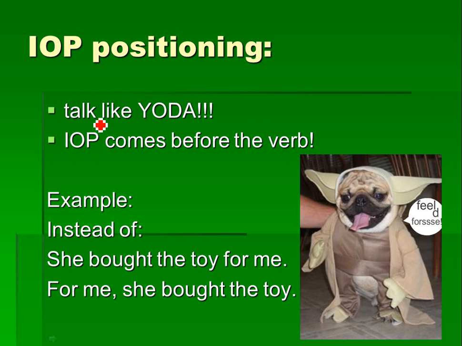So IOP, it sounds weird to us in English, but it always comes right before the verb. So an example, instead of "she bought the toy for me" in English, it would be "for me, she bought the toy." So try to think like Yoda when you're positioning your IOP in your sentence.